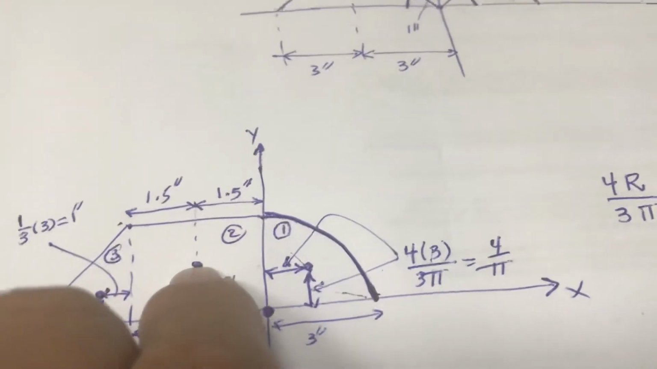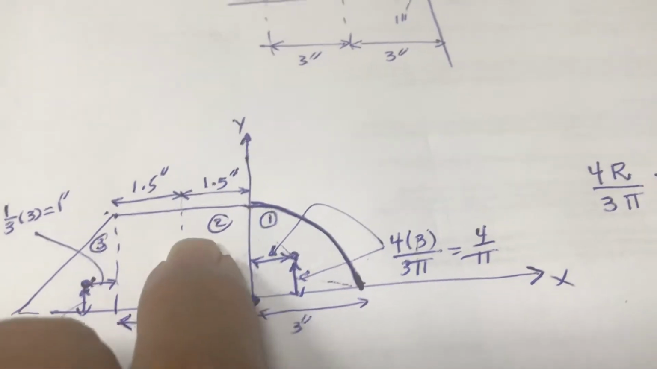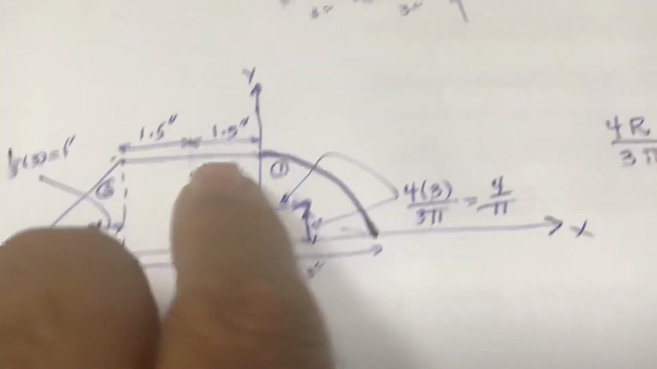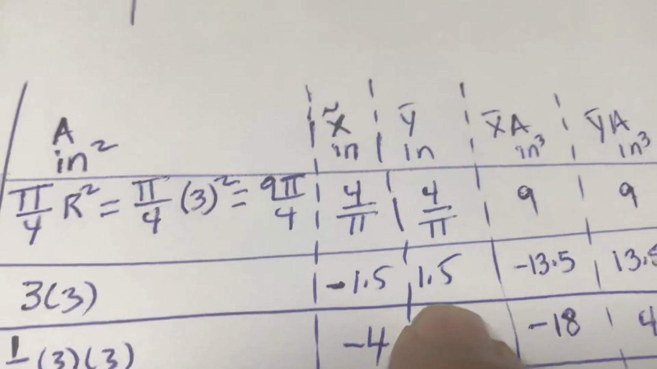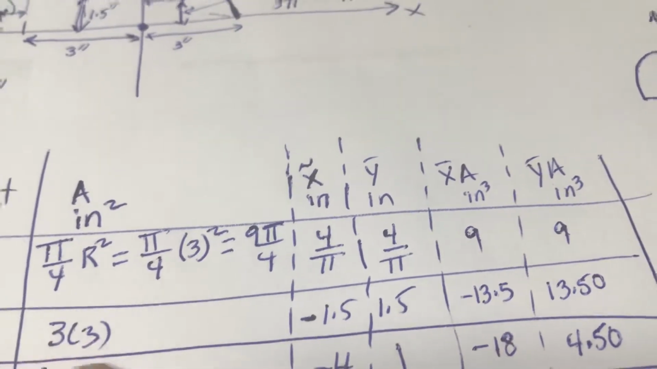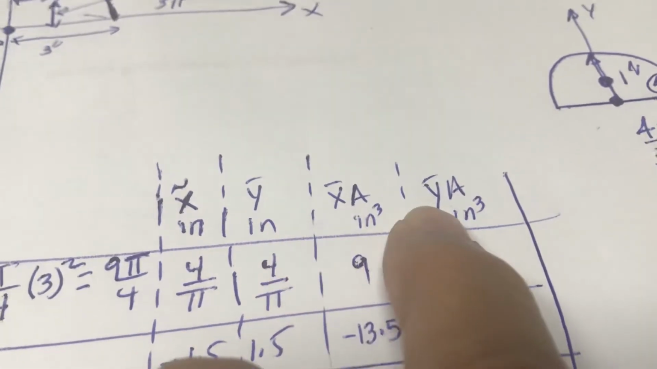The y bar is the distance between this centroid and the x-axis. The y bar here, we are in the positive y, so it's 1.5. So area times x bar is minus 13.5. Area times y bar is 13.5. We find x bar A, y bar A.